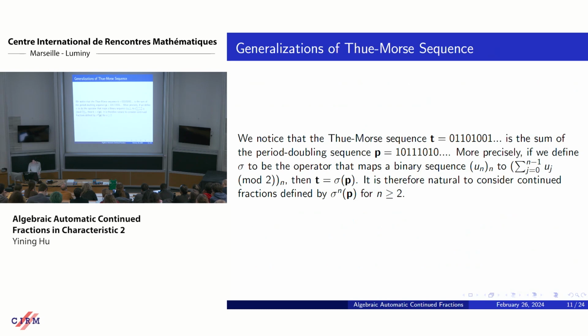And then the next thing that we notice is that the Thue-Morse sequence is the sum of the pure doubling sequence. More precisely, the nth term of T is the sum of the first n terms of P modulo 2. That is to say, if I define sigma to be the operator that maps a binary sequence to this sequence, then T is sigma of P. Okay, so now P is good, T is good.